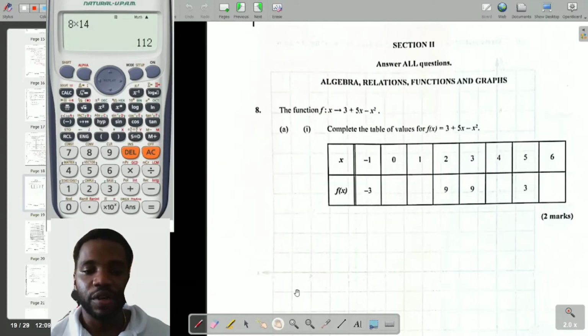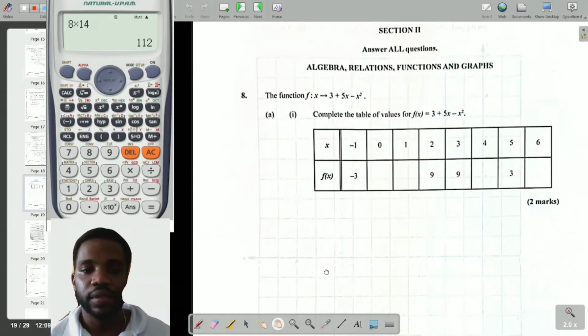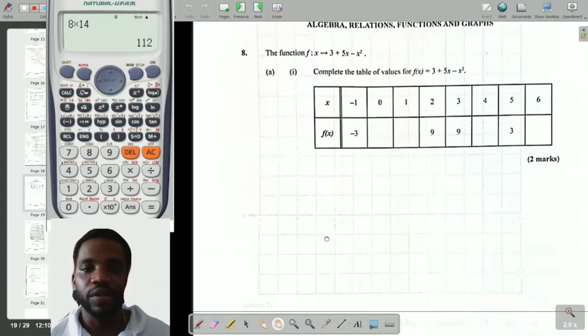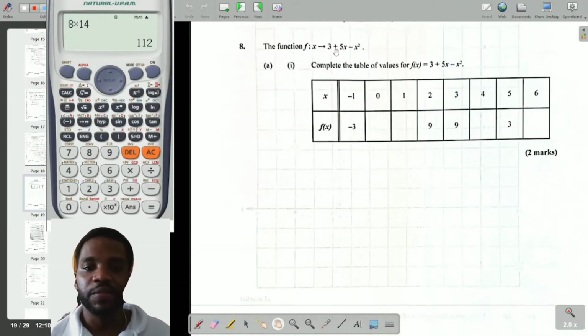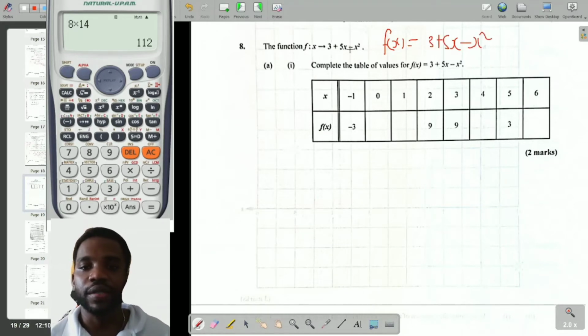Right here, let me fix this up so we can see it. We're at question 8. It says a function f is such that x maps on to 3 plus 5x minus x squared. Now guys, this really means the same thing as just saying f of x equal 3 plus 5x minus x squared. This is just another way of writing it using the mapping function. It says complete the table below.